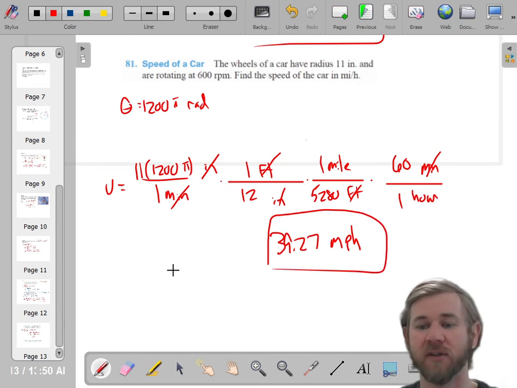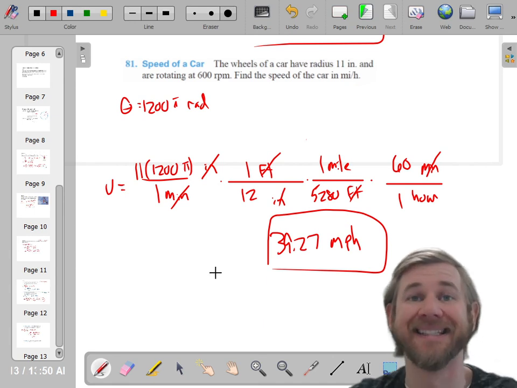So if you can figure out how fast the wheel's going, you can figure out how fast the car's going. So that's linear and angular speed.